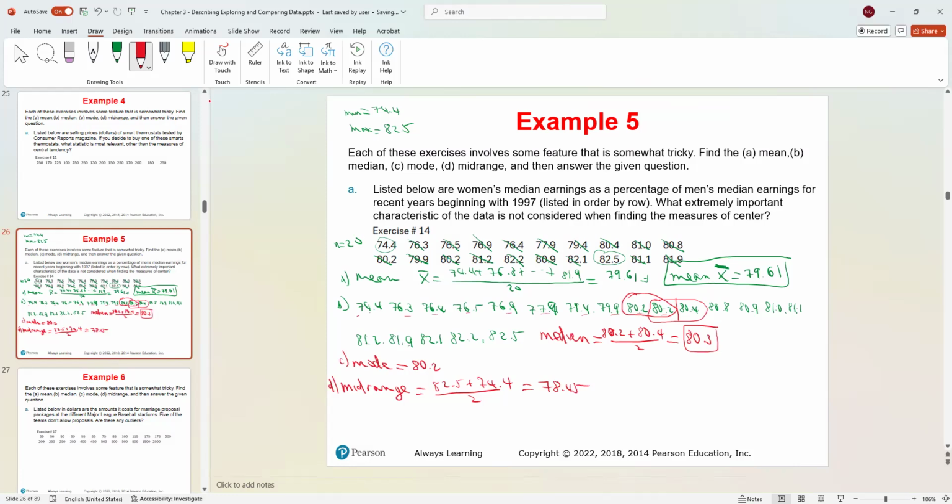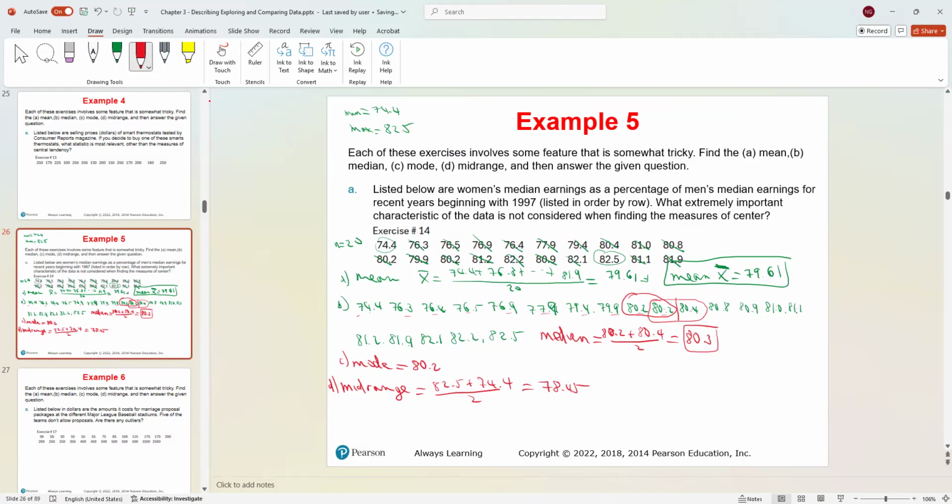They said, what extremely important characteristic of the data is not considered when finding measures of the center? Different ways you can answer that one also. Okay. So you can say the time series data, but the measures of center do not reveal anything about a trend consisting of a pattern or of change over time. That's one way you can answer.